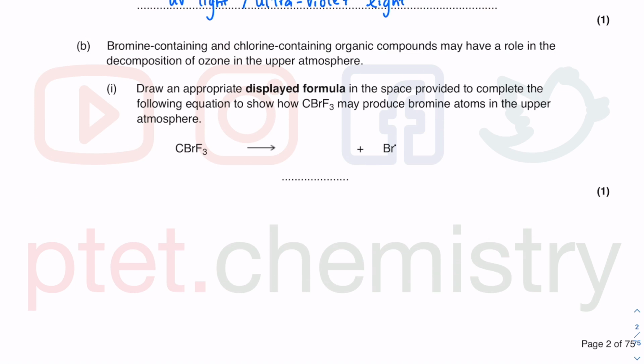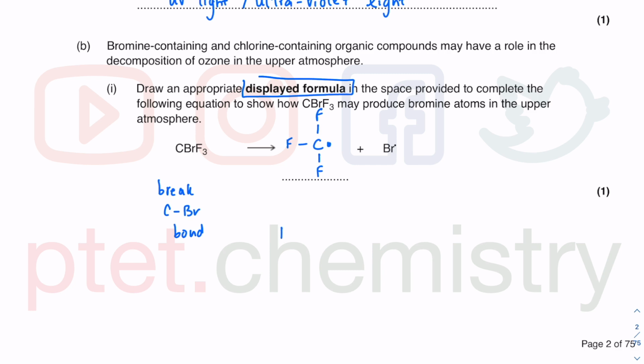In part B, we're talking about display formula. They even bolded it for you. To complete the following question, to show how the CBrF3 may produce bromine atoms, we've got to draw the display formula. So basically, if I break off the C–Br bond, what else am I left with? I'm left with CF3.